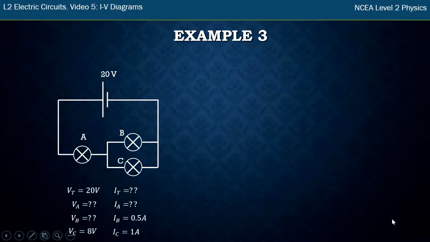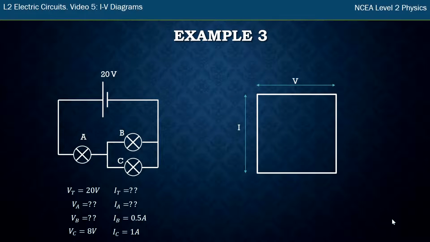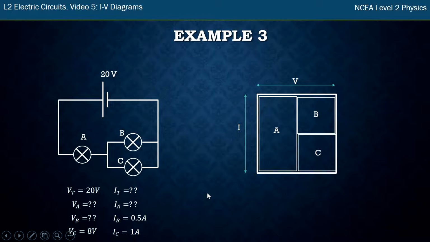Once I've got them drawn along the bottom, then I can draw my IV diagram. So in this case, draw the box, the same thing, and I want to split the box up into shapes so that there's one beside and two on top like that. One beside, two on top, B and C. Put in the information I know.